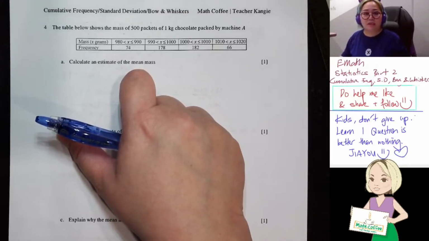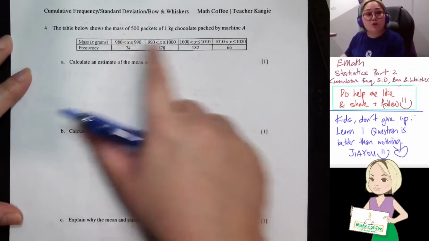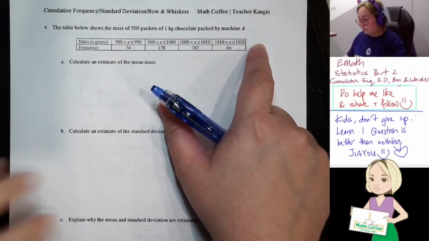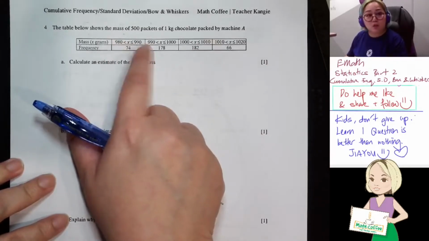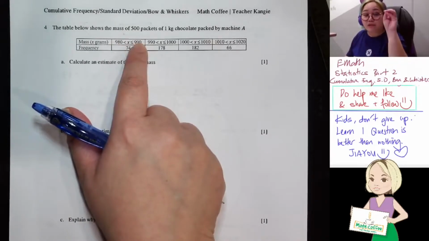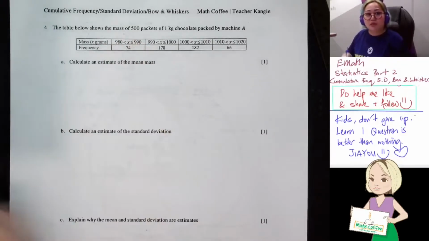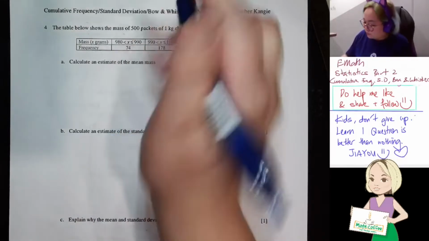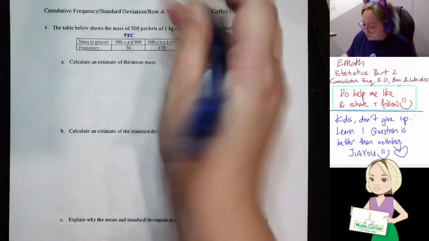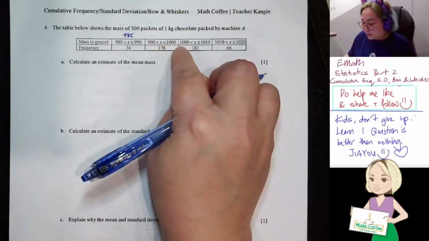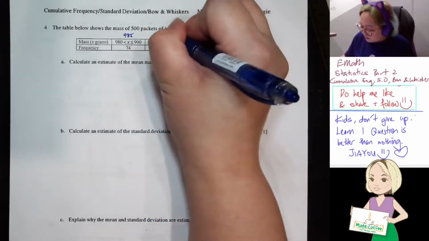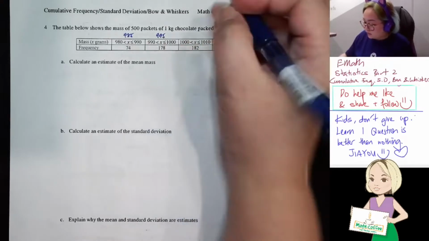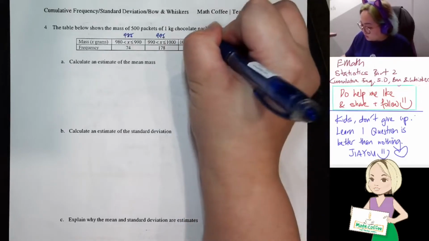Estimation, yes, my favorite type of question as well. So what you need to do is, you need to do one extra step by finding the mid value. To find the mid value, you take the average of the two extremes. So 980 plus 990 divided by 2. I always put it at the top. 990 plus 1000 divided by 2, 995. 1000 plus 1010 divided by 2, I get 1005.